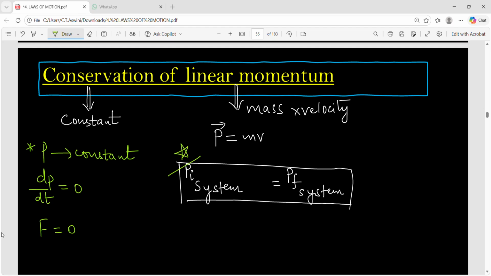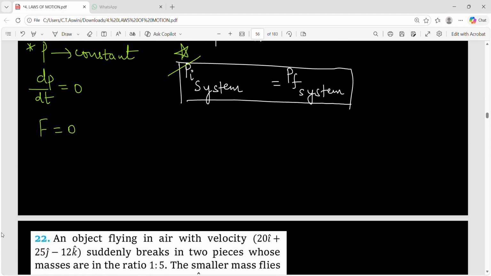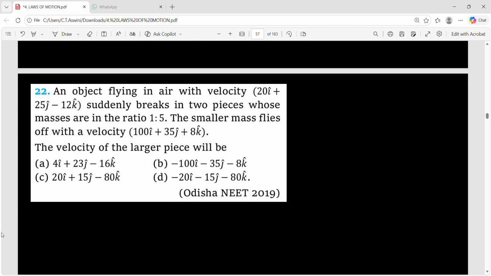So this is the important point. The momentum of the system before a process and after a process remains the same, and you have to consider the system as a whole. Clear? So just remember this. And what is the momentum formula? M into V. So if you are done, then we will do some previous year questions from your NEET exam. Fine. Let's see this question now.